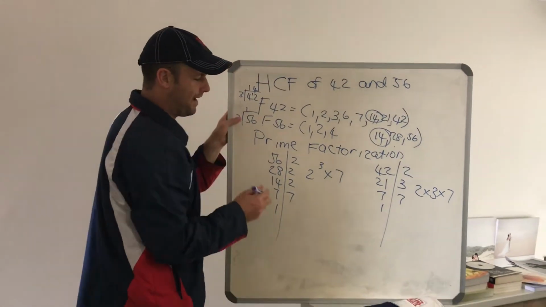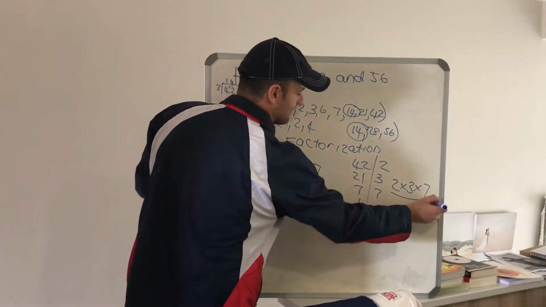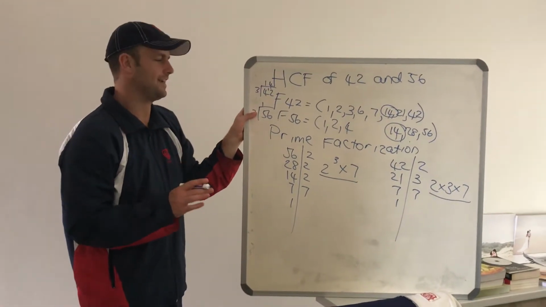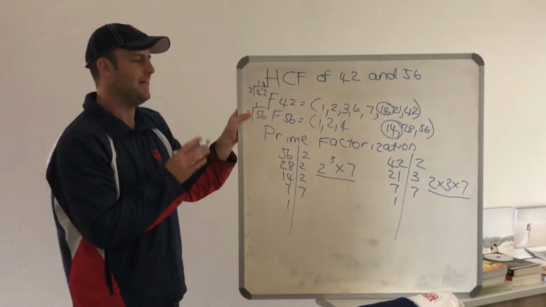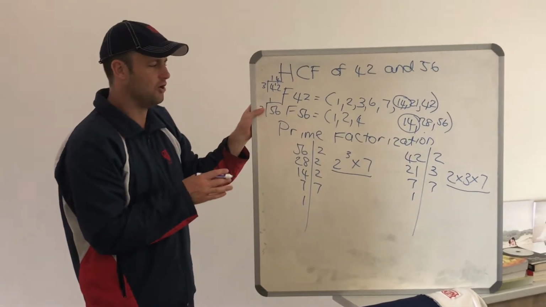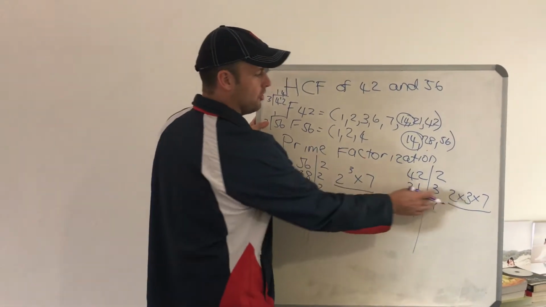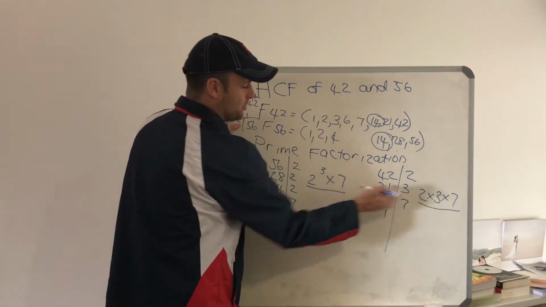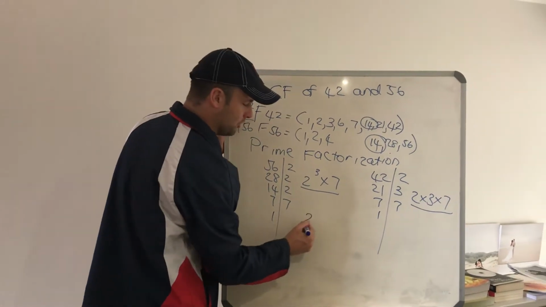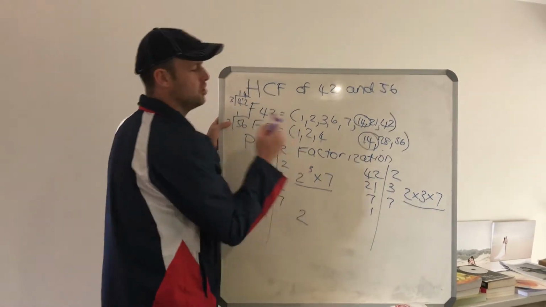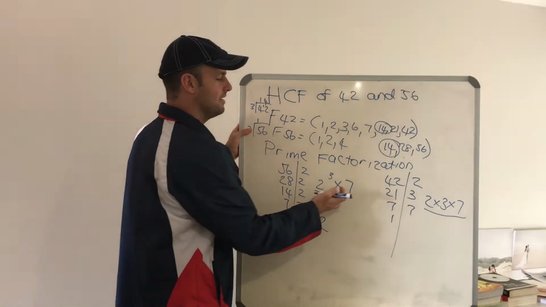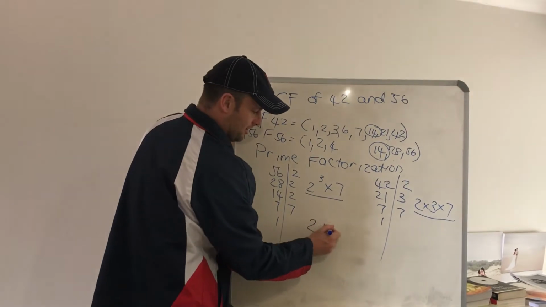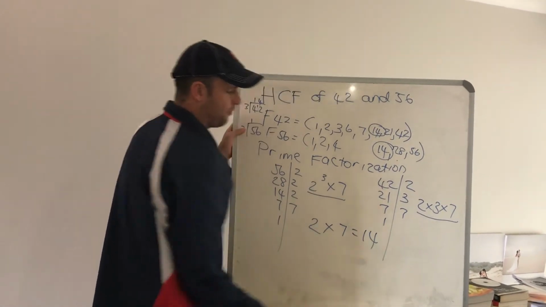So then if I look at the factors, now, when I'm doing the prime factorization method for the highest common factor, you need the lowest power, and the number has to be represented in both lists. So 2 is in both lists, and the lowest power of 2 is lower than 2 to the power of 3, so we use the 2. 3 is not in both lists, so we can't use the 3. 7 is in both lists, and the lowest power of 7 is 7. So the answer is 2 times 7, which is 14.